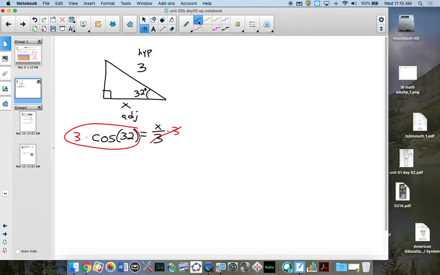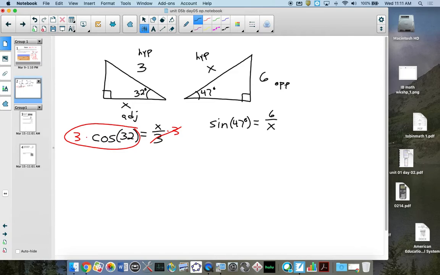Sometimes though, let's say we know this side is 6, we don't know this side, and this angle is 47 degrees. So we have the opposite leg, we have the hypotenuse, and this time we're going to use sine. So we're going to say the sine of 47 degrees equals 6 over x. So notice in this equation, the x is in the denominator.